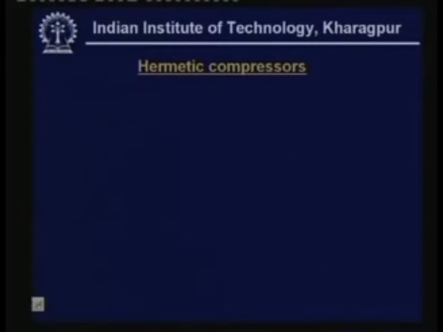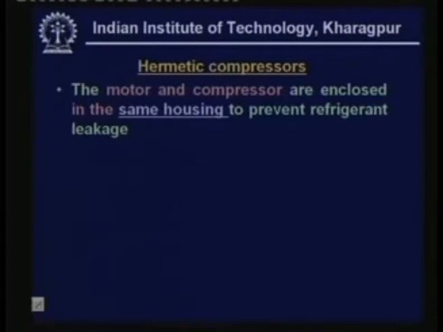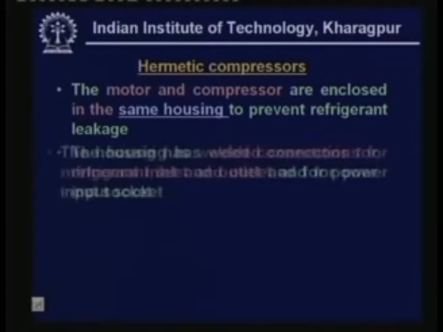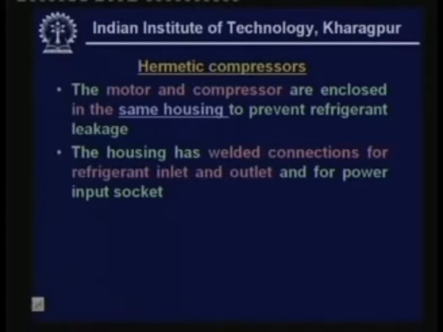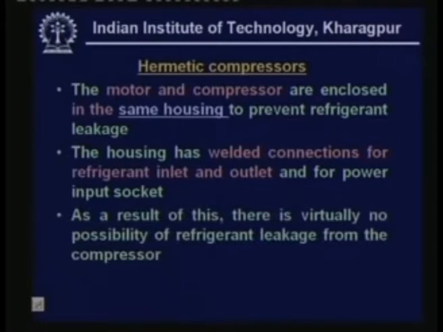Now, let us look at hermetic compressors. These are also known as seal type compressors. In these compressors, the motor and compressor are enclosed in the same housing. So, this prevents refrigerant leakage. The housing has welded connections for refrigerant inlet and outlet and for the power input socket. As a result, there is virtually no possibility of refrigerant leakage from the compressor. So, the hermetic compressors have been developed to take care of the problems posed by open type compressors, typically refrigerant leakage, which calls for periodic maintenance.